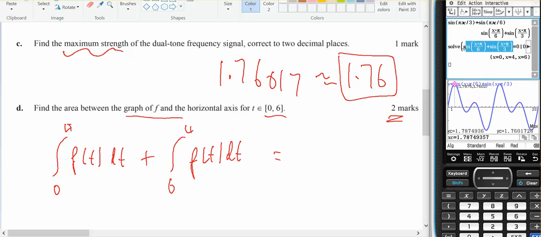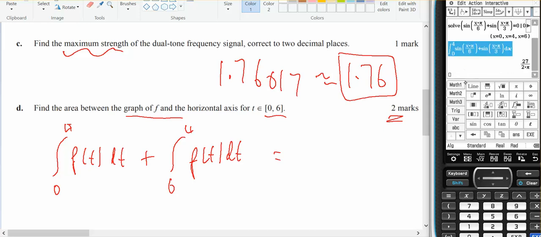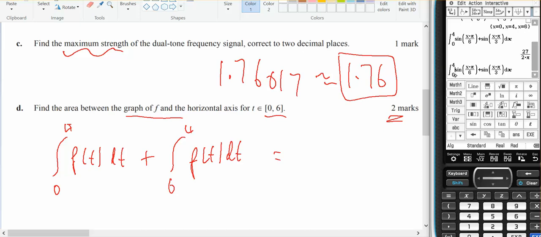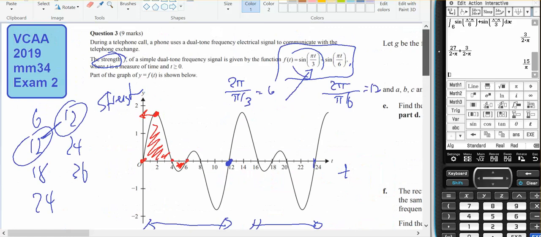And I'll come up over here and I'll do that because I need a definite exact answer. So I'm going to go from 0 to 4. And then I'm going to go from 6 to 4, which will turn it into a positive answer. And I'm going to add those two together, which gives me 15 on pi units squared. Okay.